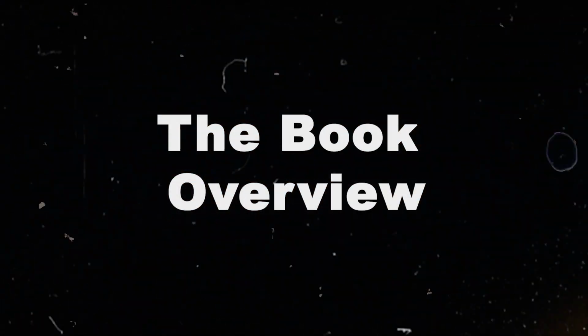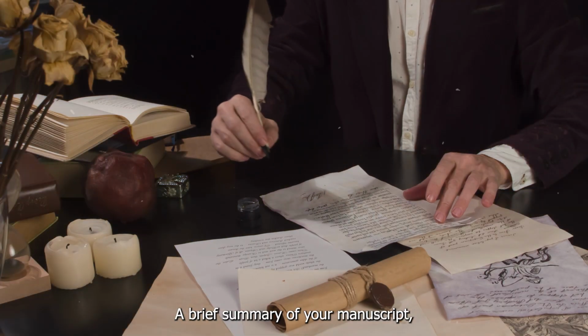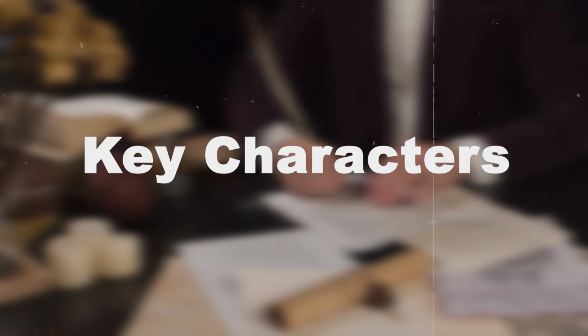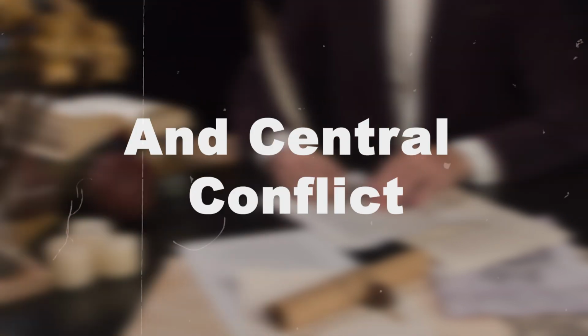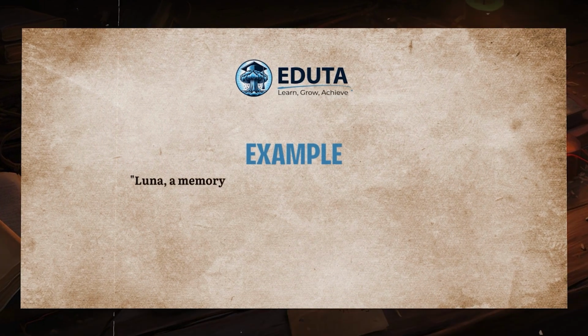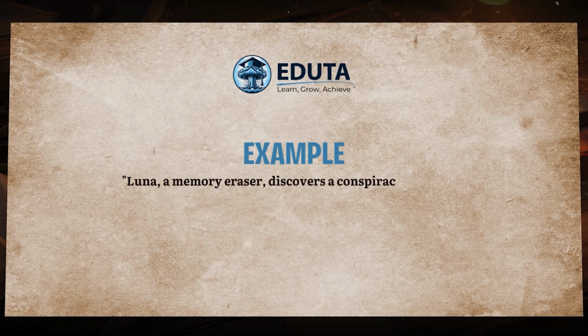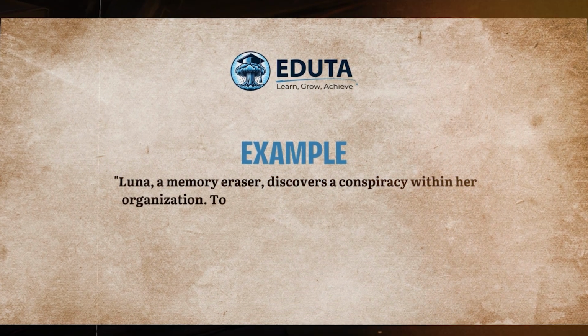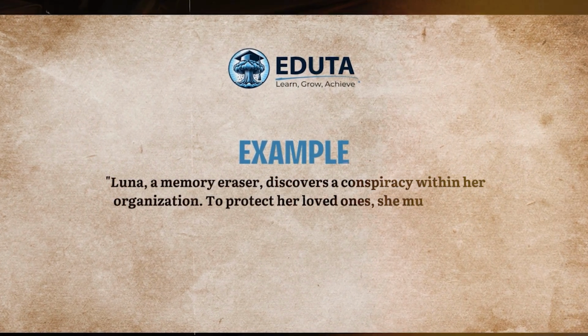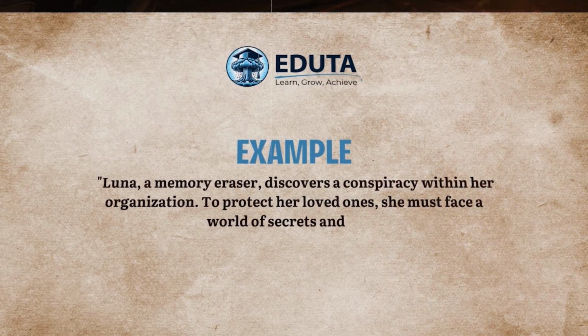The book overview, a brief summary of your manuscript, including the main plot, key characters, and central conflict. Example, Luna, a memory eraser, discovers a conspiracy within her organization. To protect her loved ones, she must face a world of secrets and lies.